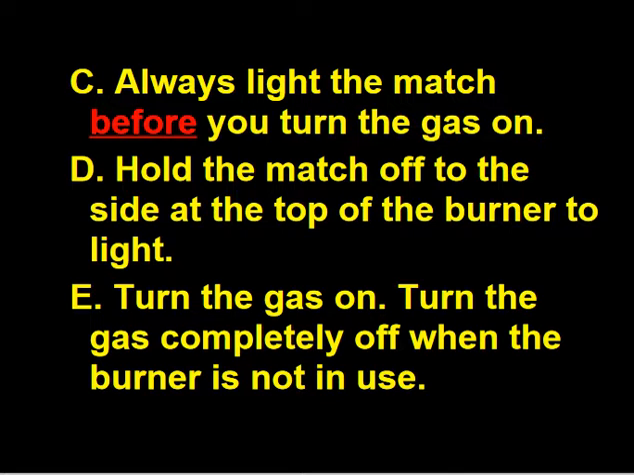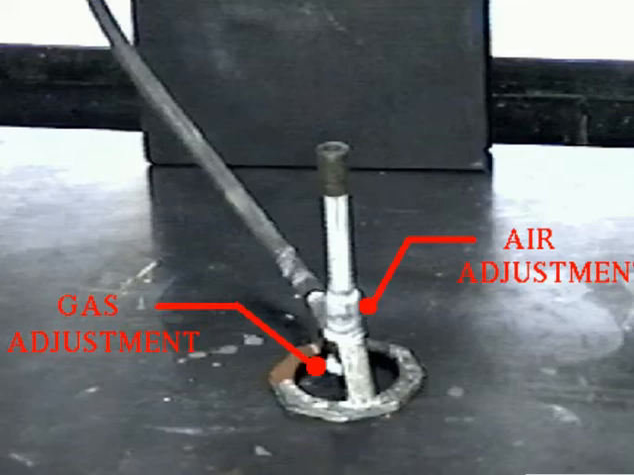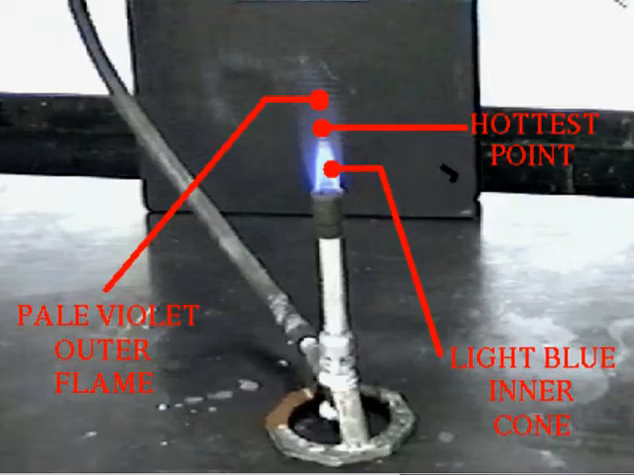Turn the gas on and turn the gas completely off when you're done using it. So you can see here's a Bunsen burner. This is what ours look like. You have the gas adjustment valve and you have the air adjustment valve. And again, we're going to practice this and I'll demonstrate this for you so you know exactly how to do it before we do our first lab.